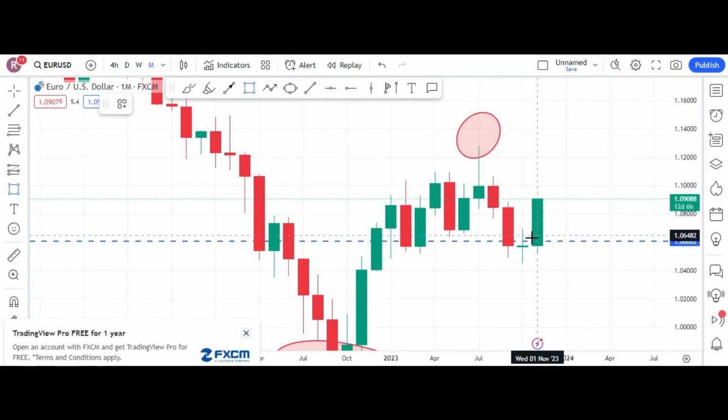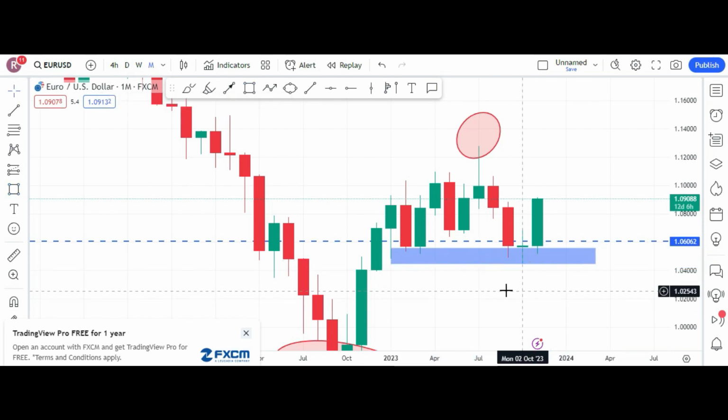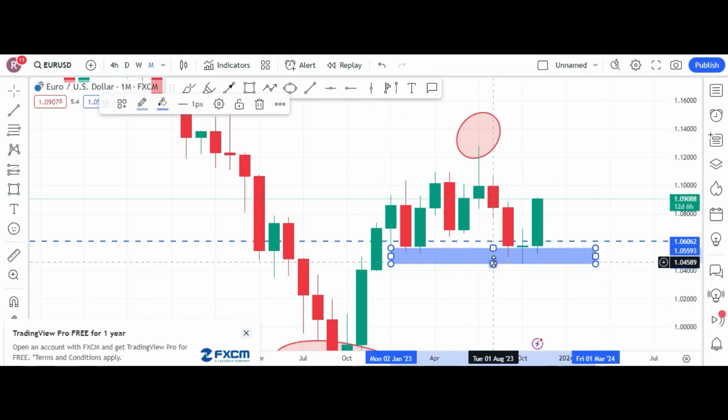So if we consider 1, 2, 3, 4, 5, 6, 7, 8, 9, 10, 11 months, we have a double bottom here. To have a double bottom, what we need is simple. We need red, green, and green, red, red, green, and it has formed the double bottom. Let's mark it, because this double bottom is currently the reason which is pushing this current month upward.